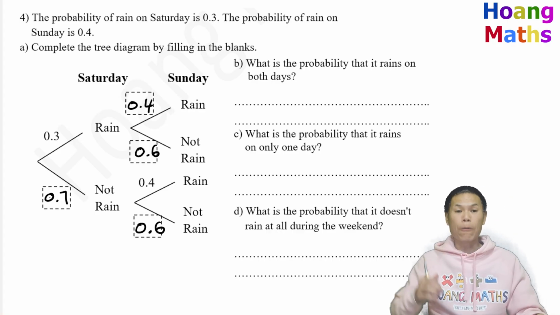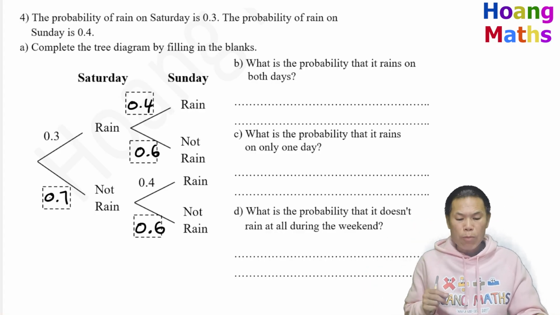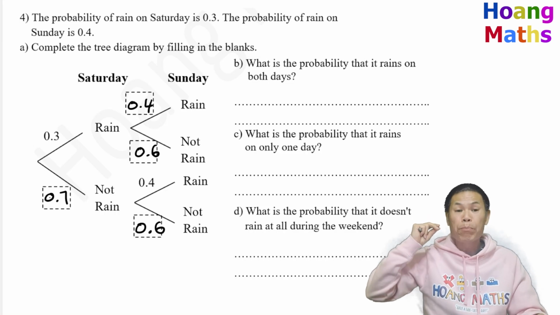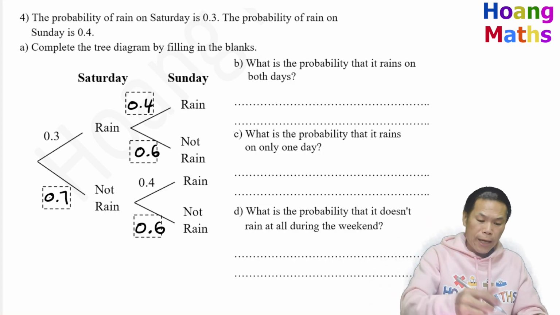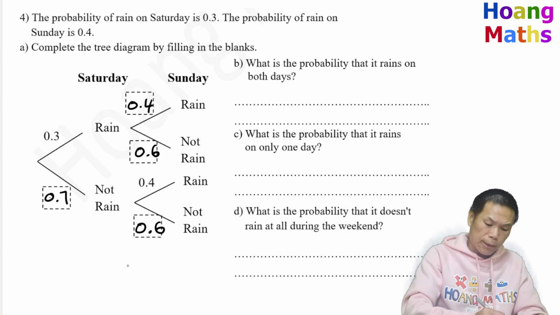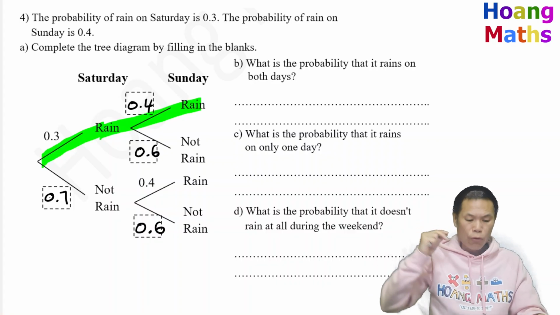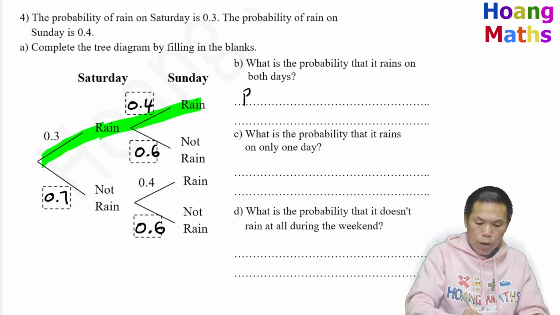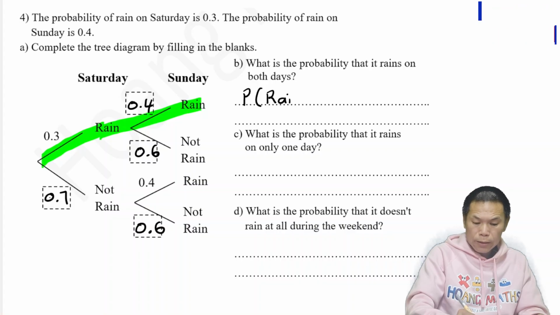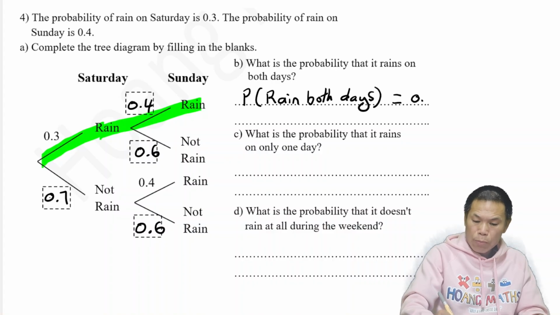So there you go. Now part B. What is the probability that it rains on both days? So both days, which means rain on Saturday and rain on Sunday. So this branch means 0.3 times 0.4. So probability rain both days is 0.3 times 0.4. So that gives me 0.12.